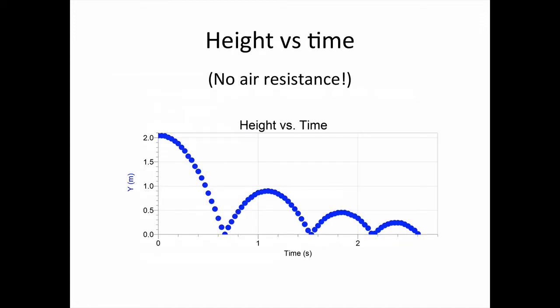To give you an example, this is the rough shape of a height versus time graph for a bouncing ball. But this is neglecting air resistance, so you're going to have to think about how air resistance would change the shape of that graph.